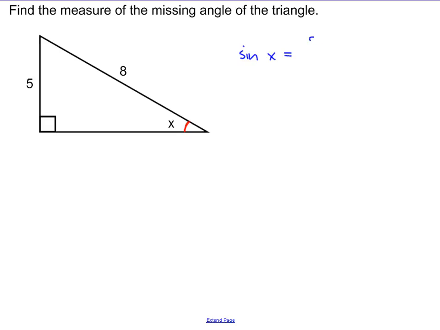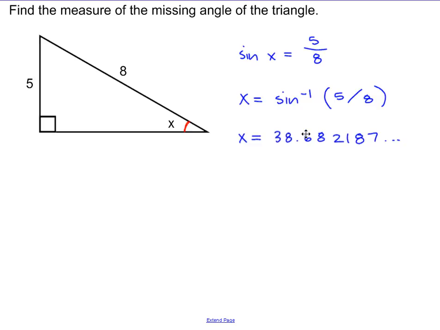equals opposite over hypotenuse. Now we're in a situation, since we're trying to find an angle, where we need to remember to use the inverse trig function. So x is the inverse sine of the fraction 5 divided by 8. So when you enter this in your calculator it will give you 38.682187, and that just keeps going.